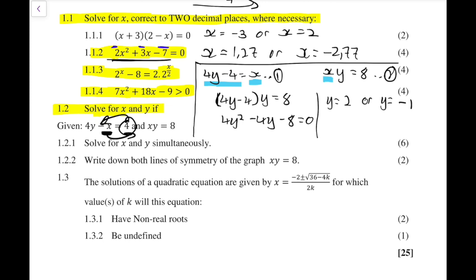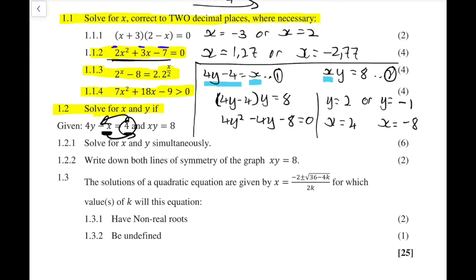Okay, then we just sub it in, take this y value, sub it in there to get the corresponding x value. So 2 times 4 is 8, minus 4 is 4. And then for this one, 4y, which is 4 times minus 1, is minus 4, minus 4 is minus 8. So those are our x and y corresponding values.